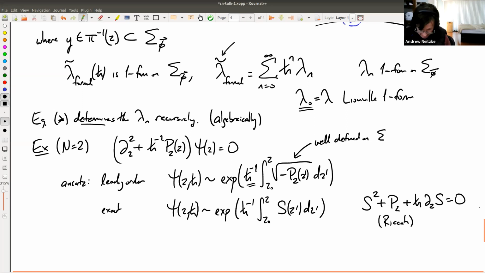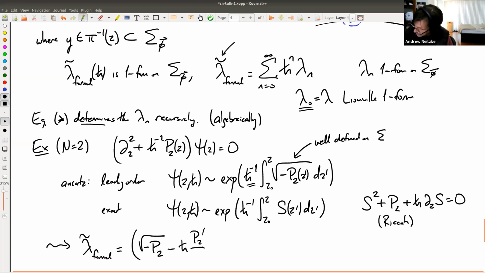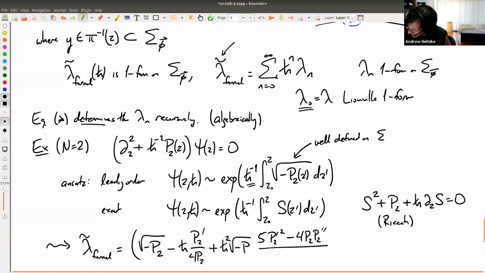So in this particular case, this lambda twiddle formal is given by the following formula. The leading term is the square root of minus p2. Then there's a term at order h bar, which is p2 prime divided by 4p2. Then I'll just write one more term, just to give you some feeling of how this thing looks. Square root of minus p2 times 5 p2 prime squared minus 4 p2 double prime, divided by 32 p2 cubed, plus etc., all times dz.